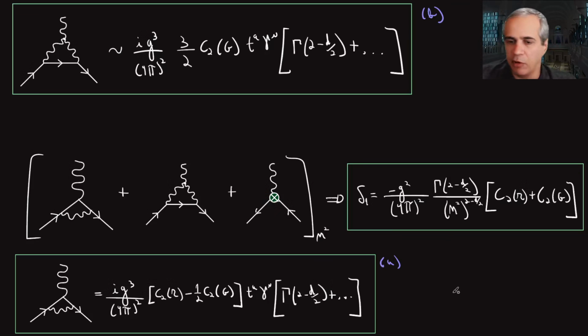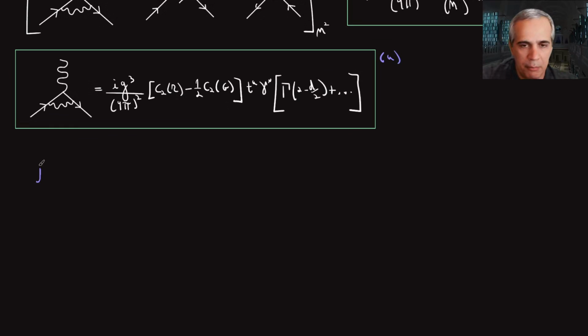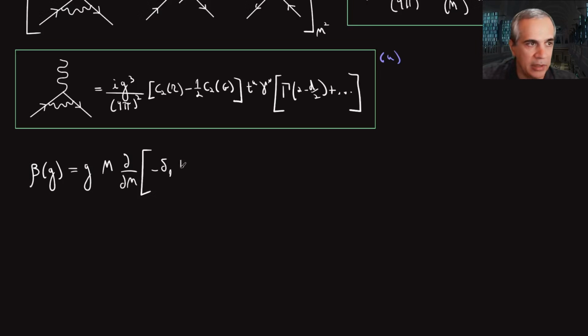So now I can go forward and calculate the beta function. As we have seen before, the beta function for the only coupling in this theory, which I call g, is given by g m ∂/∂m of this combination of the counter terms: minus delta 1 plus delta 2 plus half of delta 3. And now I just have to write all these guys here.